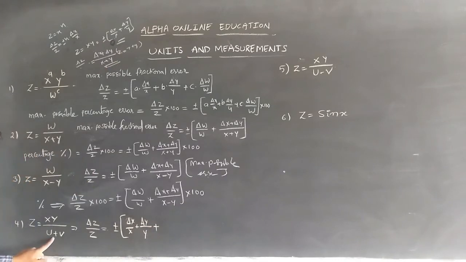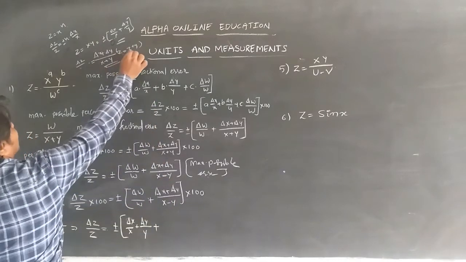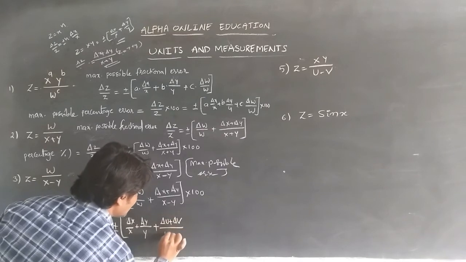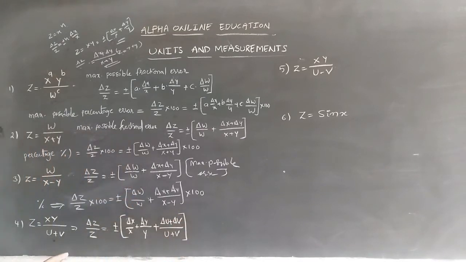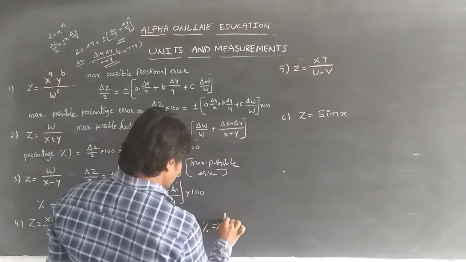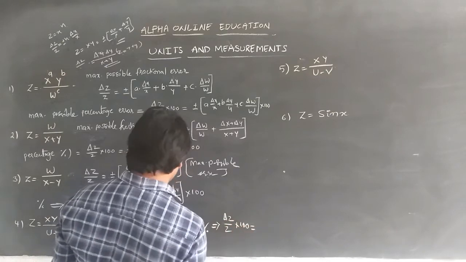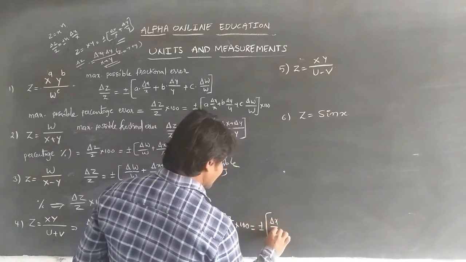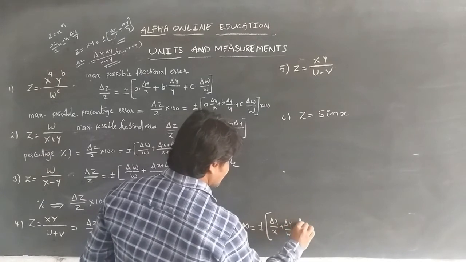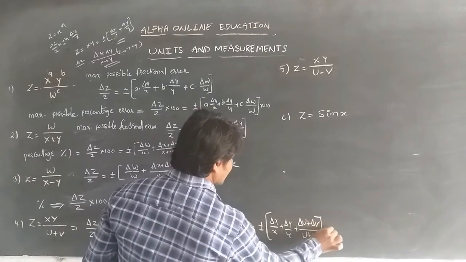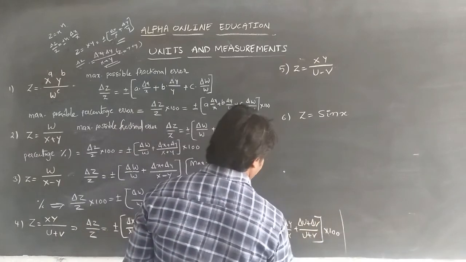In the case of u by v, like z is equal to x plus y, the same thing applies. We write delta u plus delta v by u plus v. To know the percentage error, multiply by 100 on both sides. The percentage, which is delta z by z into 100, is equal to plus or minus of delta x by x plus delta y by y plus delta u plus delta v by u plus v, into 100. This will be the percentage we can get.